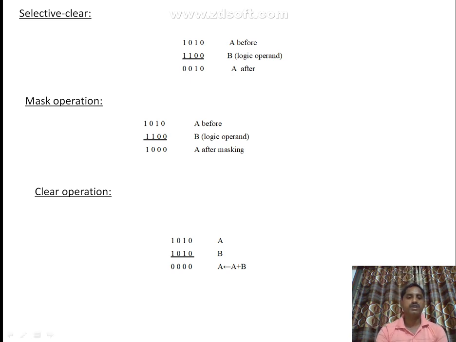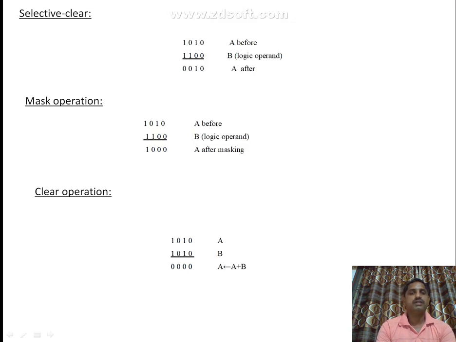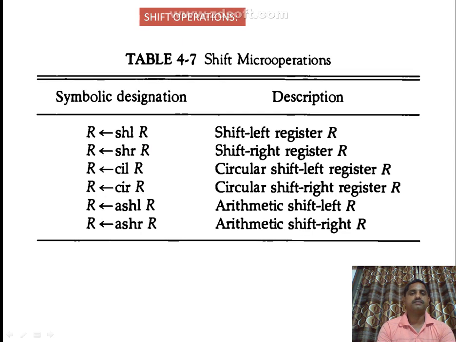So here you can use different types of operations: the selective set operation, then the selective complement operation, then the selective clear operation, and the mask operation and clear operation. Then we go for the shift micro operations.